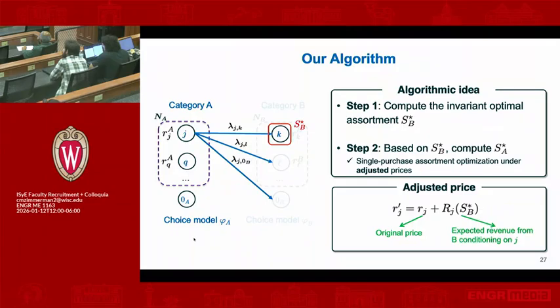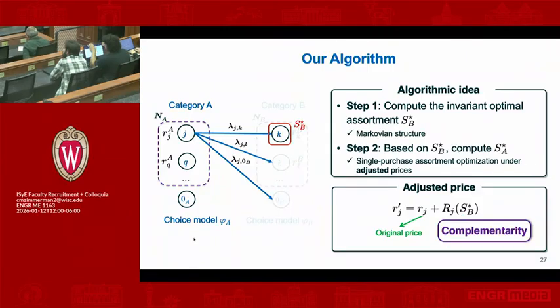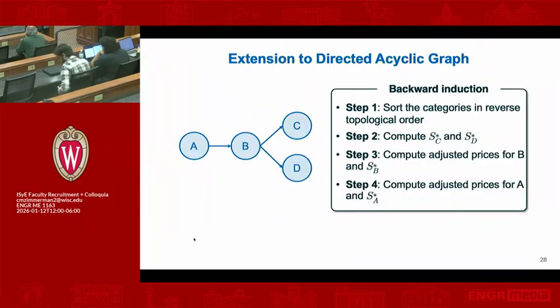And then we go back to the first category. Here, we will calculate an adjusted price for each product. For example, the adjusted price of product I includes its original price plus the expected revenue from category B, conditioning on purchasing I in category A, J in category B. And this part incorporates the complementarity between product J and the assortment S_B in category B.